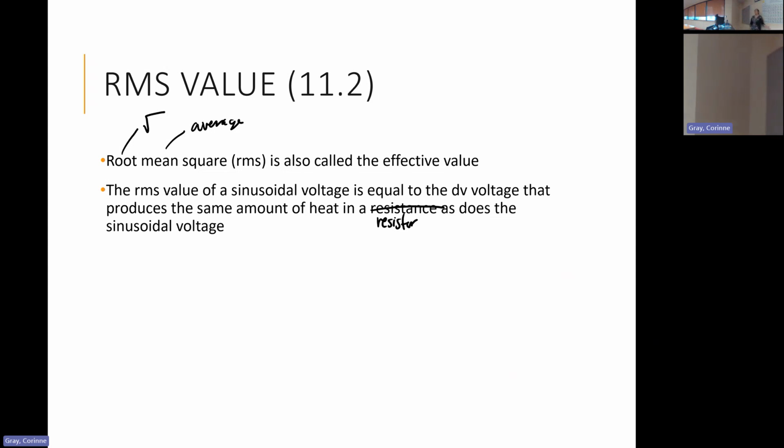So basically, if we were to take out our AC voltage source and put in a DC one, the power that is going to be dissipated is the same.